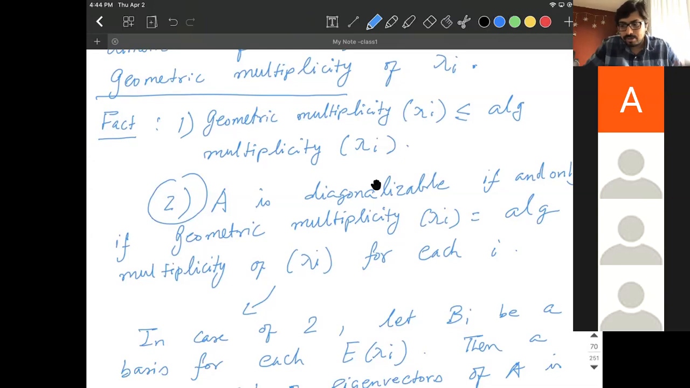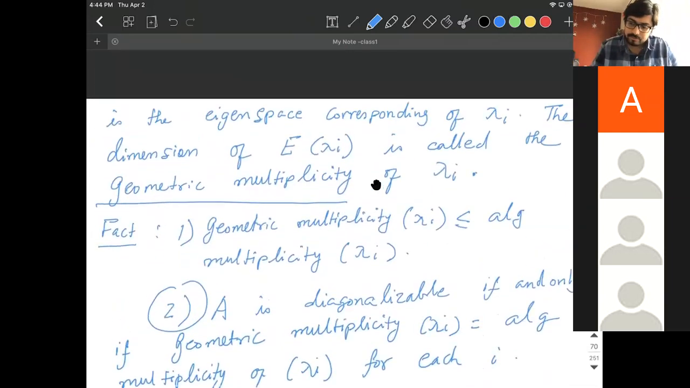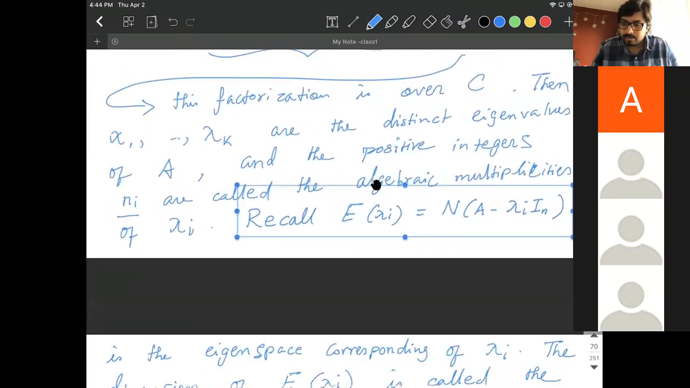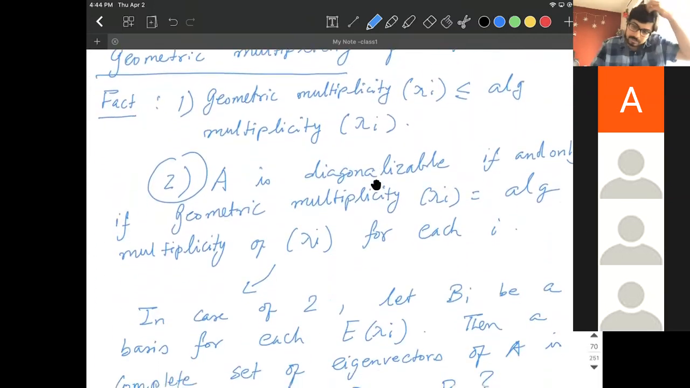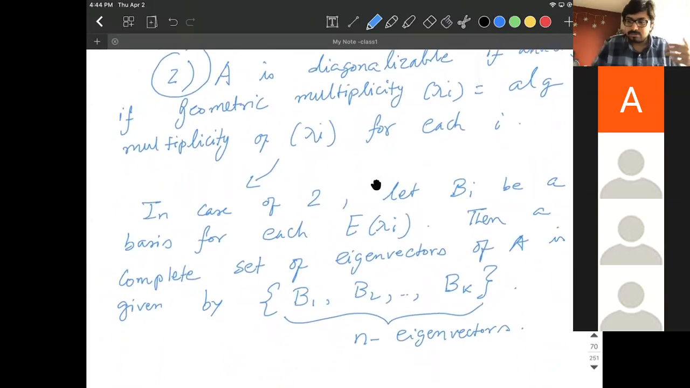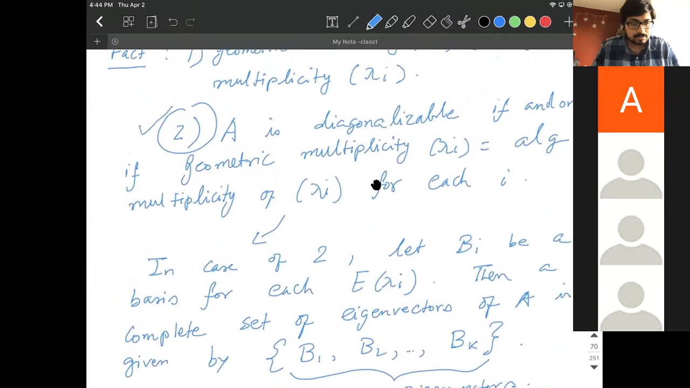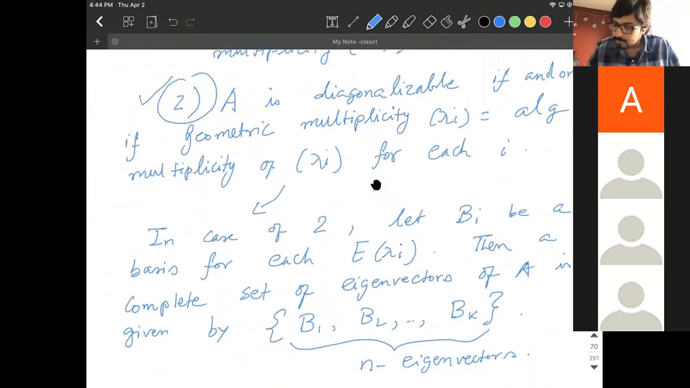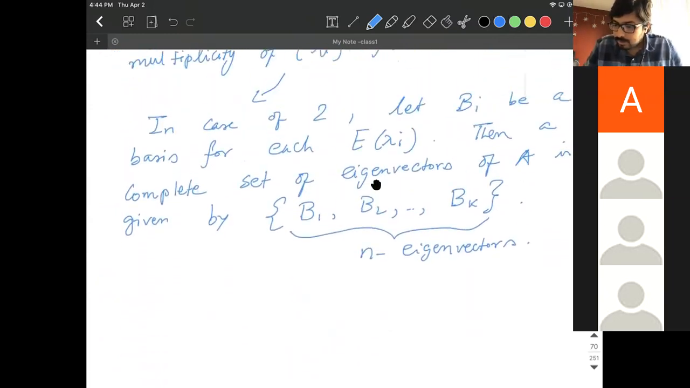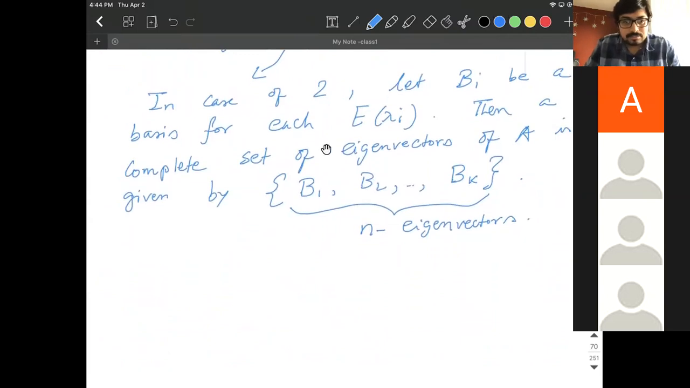Because showing a matrix is diagonalizable is basically trying to extract a basis consisting of eigenvectors. So it would be the same amount of work if you use conditions 1 and 2, or if you directly try to find a basis of eigenvectors. It won't make much of a difference. But in order to show that something is not diagonalizable, this condition is especially useful. Okay, so let's see.